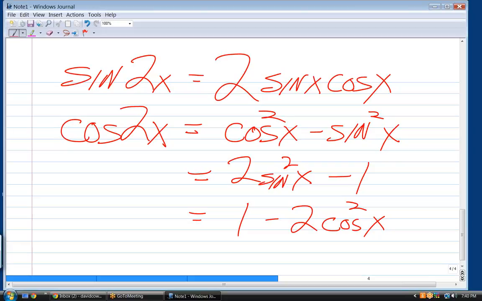Yeah. Okay. Okay, I did the tangent one correct. Now let's go to cosine of 2x. Okay, cosine is 2. I did do it backwards. This one is correct, but the second one is 2 cosine squared minus 1, and the third one is 1 minus 2 sine squared.